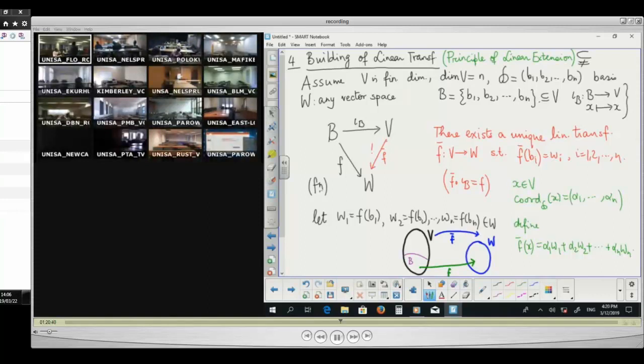Okay? Clear? What does this tell us? If you have a subspace and you have a basis for that subspace, you can extend it to a basis of the whole space. Okay? So that's the next story.